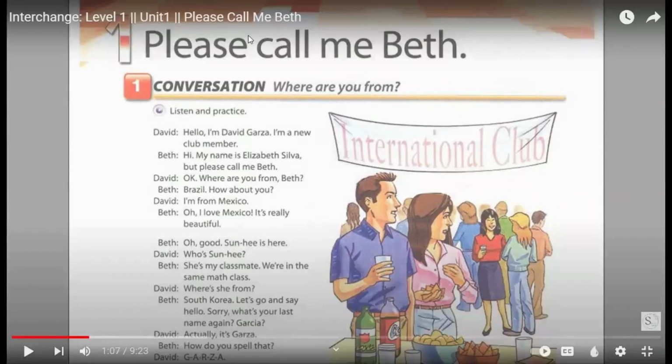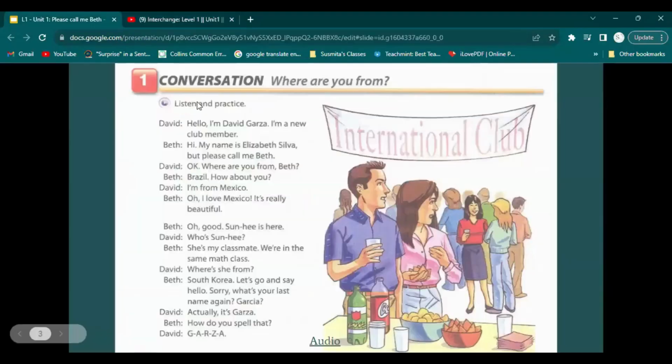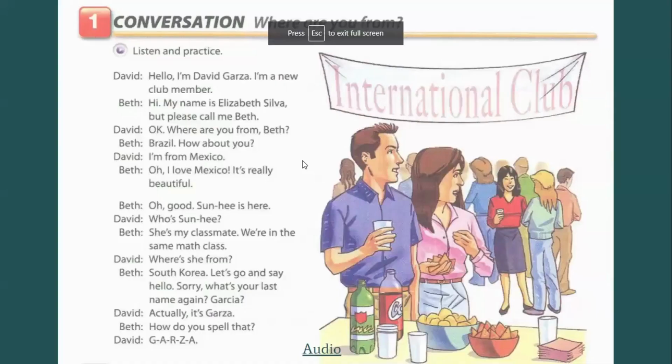Okay, now I'm sure you must have gauged the correct pronunciations. Now, of course, they are introducing themselves as they are new students. They don't know each other, so they are introducing themselves in the first part. Okay, they are looking at each other and they are introducing.